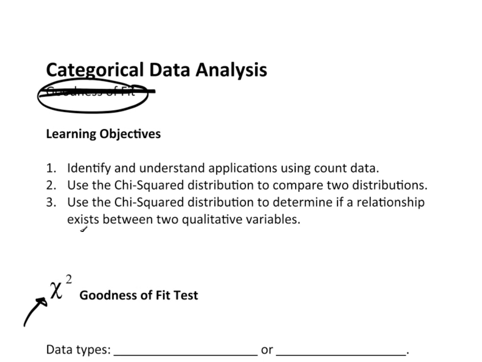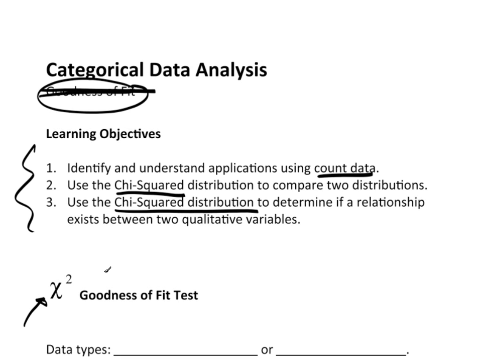In terms of learning objectives, what we want to get out of all this is to identify and understand applications using count data. These next techniques with categorical data are based on count data, how many we observed in specific categories. We want to use the chi-square distribution to compare two distributions, and to determine if a relationship exists between two qualitative variables.